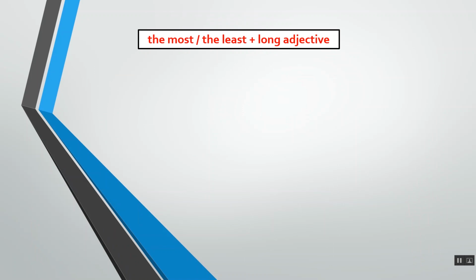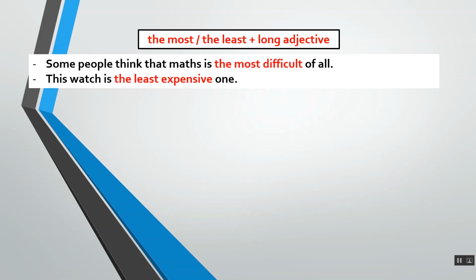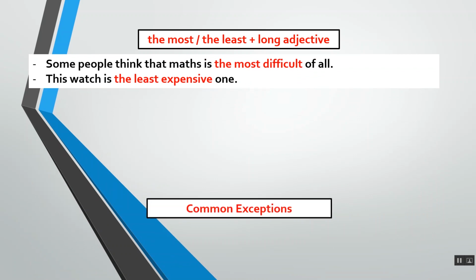With long adjectives, we use this rule: the most or the least plus long adjective. For example, some people think that maths is the most difficult of all. This watch is the least expensive one.